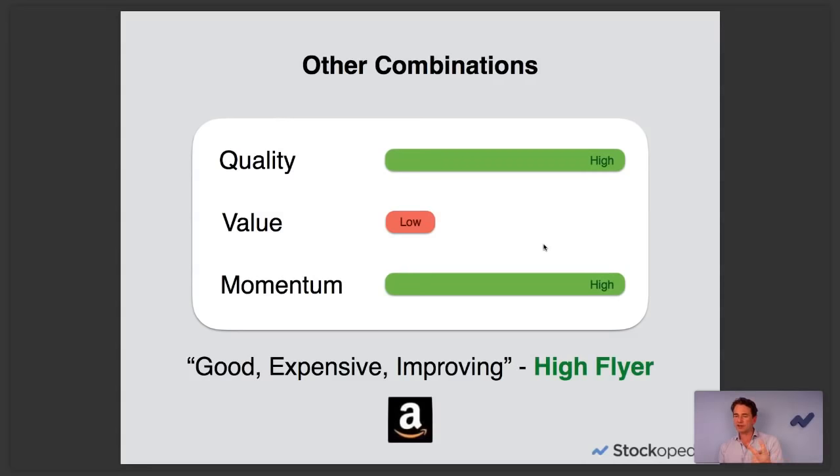Quality and momentum, but not value. So you might have a company like Amazon. It's a very good share. It's very profitable. It's got high momentum, but it's very expensive. And we call these high flyers. There's a label right under the stock quote on the stock reports where you can find this classification, and I'll show you how to screen for it in a minute.